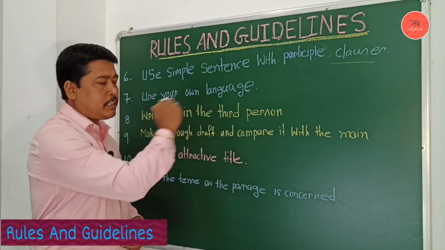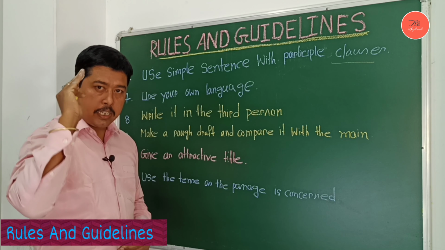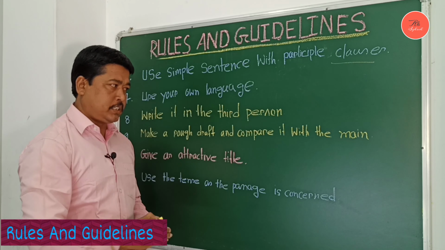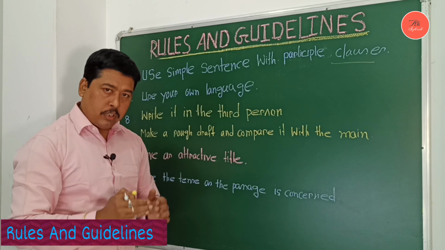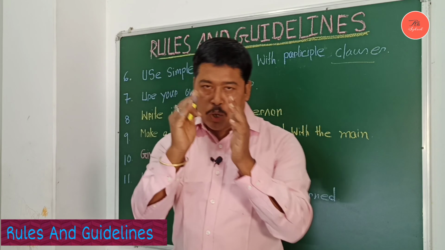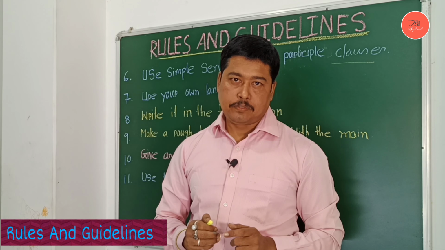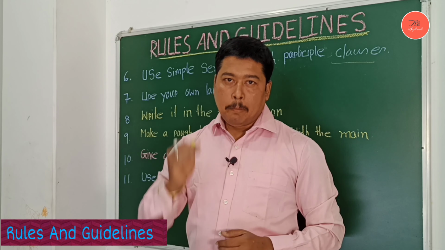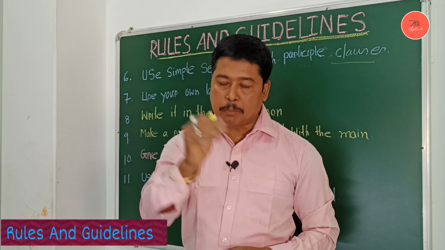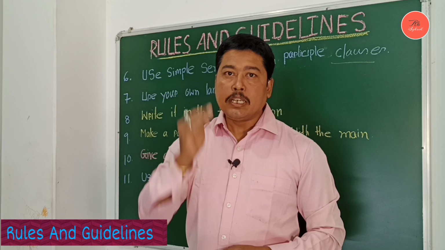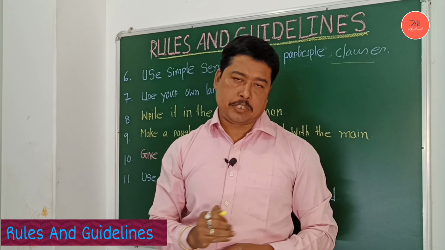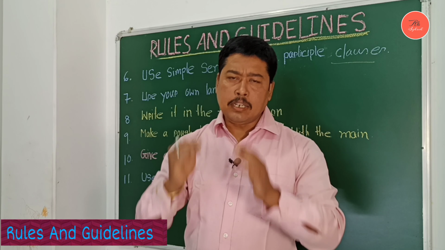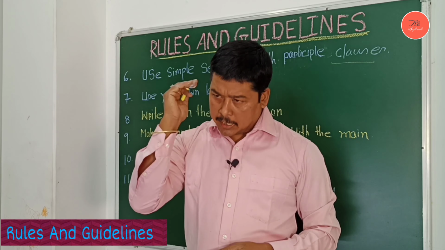Next, write it in the third person. Summarize the passage in the third person. Next, make a rough draft and compare it with the main passage. Now, you will have to make a rough draft and compare it with the main passage, because a summary is not different from the main passage. A summary is only a shorter version of the main passage. Only the unnecessary descriptions are omitted, and the rest is the same.